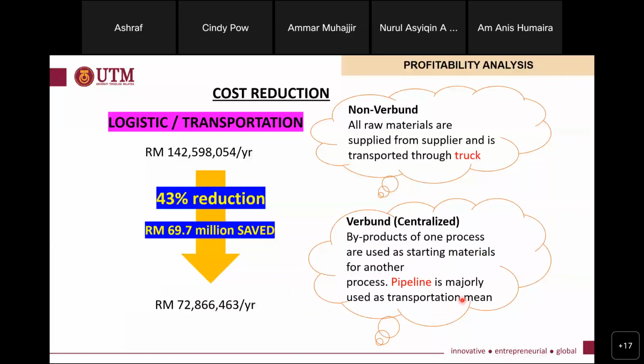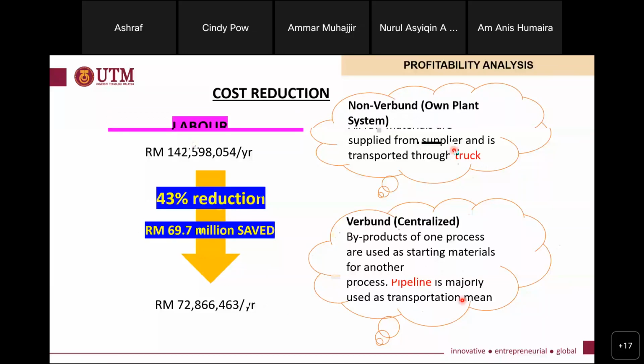In terms of labor, we actually can save 6% or 15.5 million in the non-Verbund. We use 1,000 labor, while Verbund only uses 636 labor. The non-Verbund on-plant system requires staff at each production plant for the utility and treatment system, so a lot of labor is needed when we implement the non-Verbund, while the centralized utility system requires less labor to work.